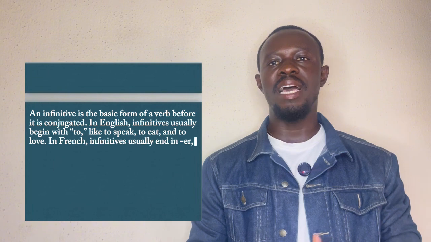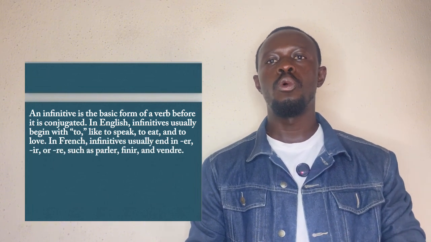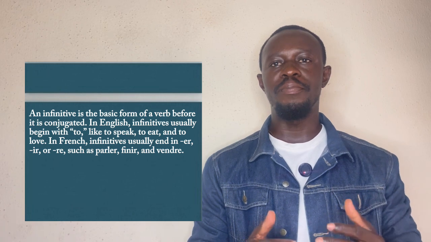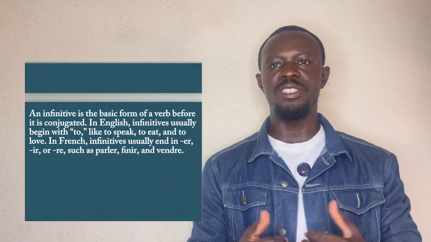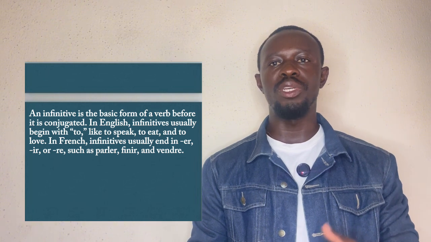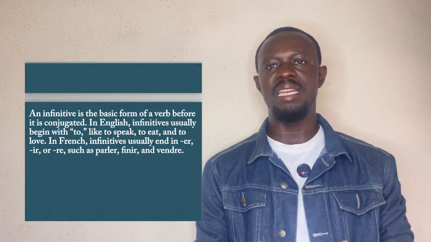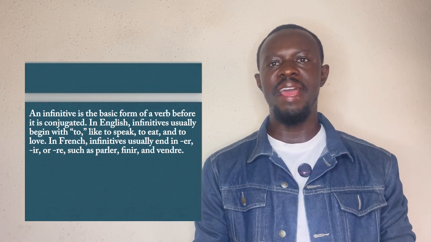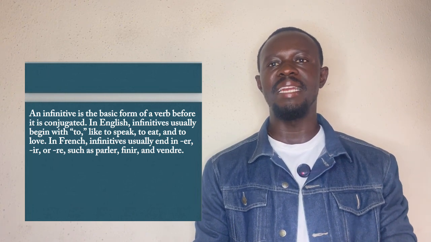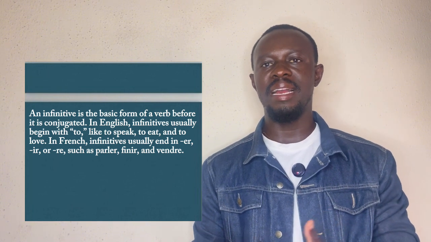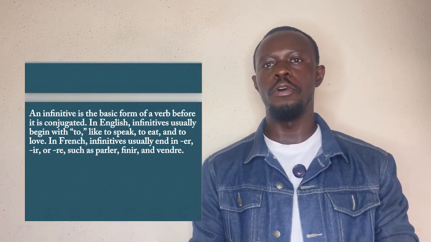Now, before we start conjugating, you need to know what an infinitive is. An infinitive is the basic form of a verb before it is conjugated. In English, infinitives usually begin with to. For instance, you can see it like to speak, to eat, and to love. In French, infinitives usually end in ER, IR, or RE, such as parler, finir, and vendre.